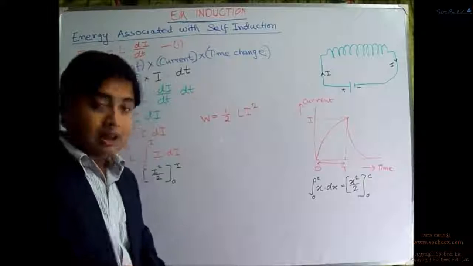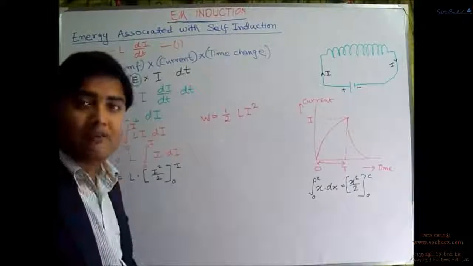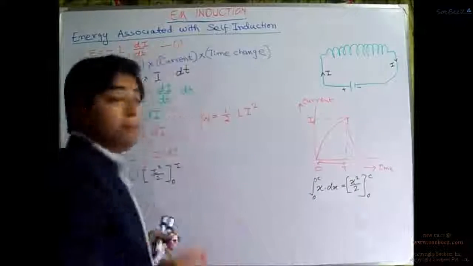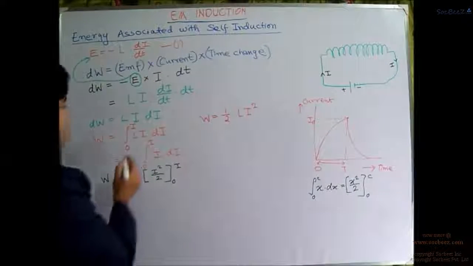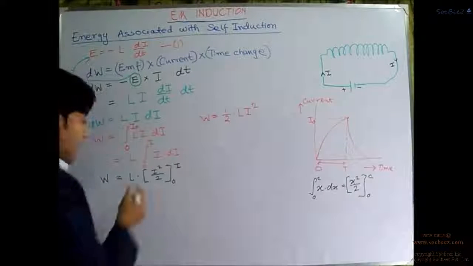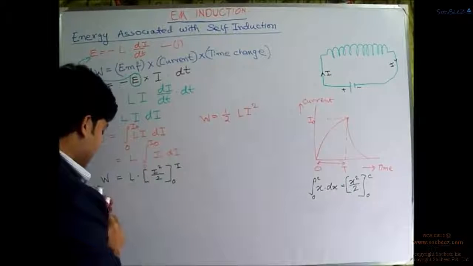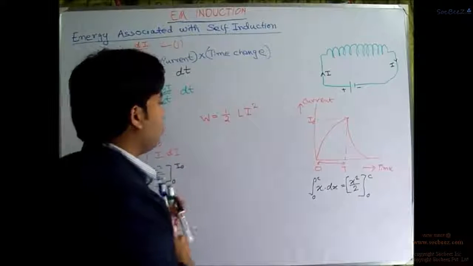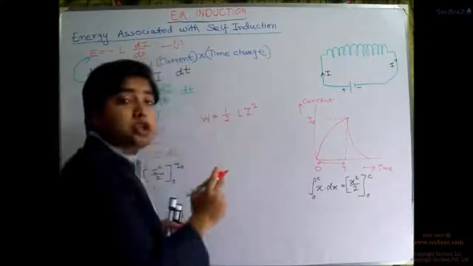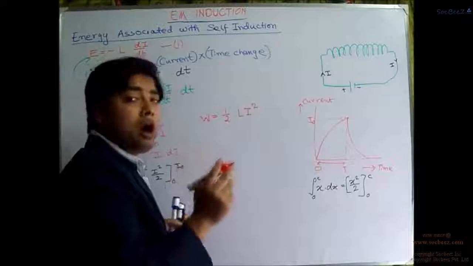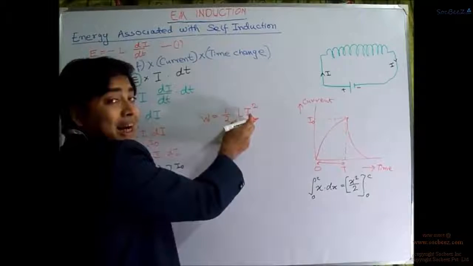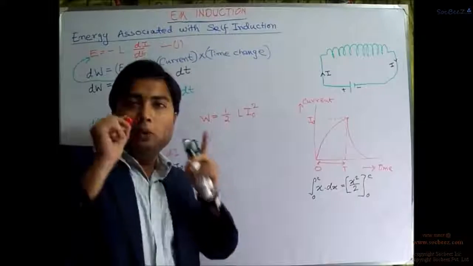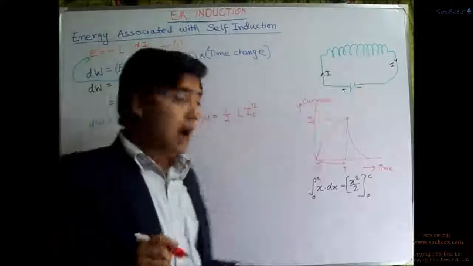Now, this I which has been attained, this is the peak value, right? So we can give it I naught, the peak value. So we need to integrate it now to I naught, and if this is I naught, this will be I naught once again, and hence the formula which we will get will be W equals half times the self-inductance multiplied by the square of the peak value of current flowing, right?